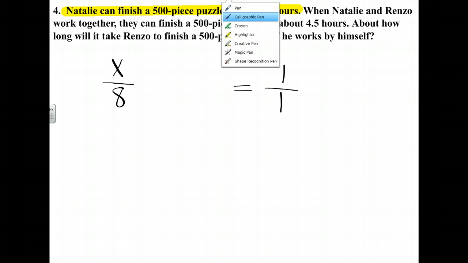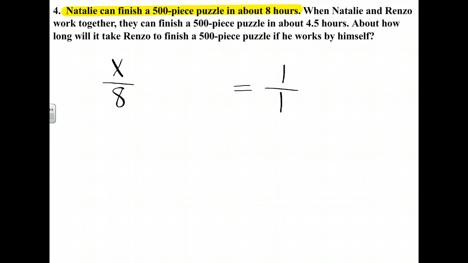The rest of the problem adds Renzo. Hey, Renzo. Renzo and her work together. They can finish a 500-piece puzzle in about 4.5 hours. Boom. Okay, now they're working together. So they don't give us Renzo's rate. See? So if we want to add Renzo's work in here, and they're going to work the same amount of hours, so it's both X over each rate.